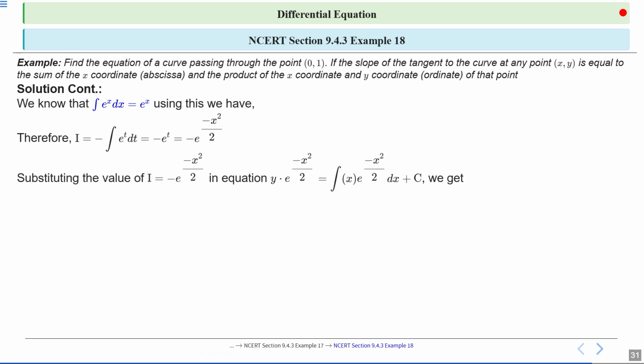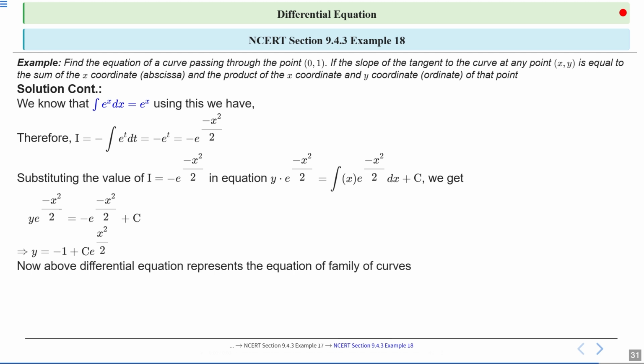So substituting the value of I in the equation, we get y into e the power minus x square by 2 is equal to minus e the power minus x square by 2 plus c. So y is equal to minus 1 plus c into e the power x square by 2. We just rearrange the equation, and that is your general solution of the differential equation. So now we have to calculate particular solution according to the given condition.